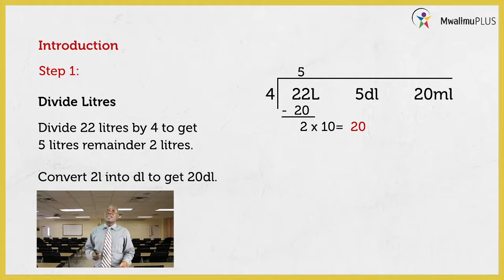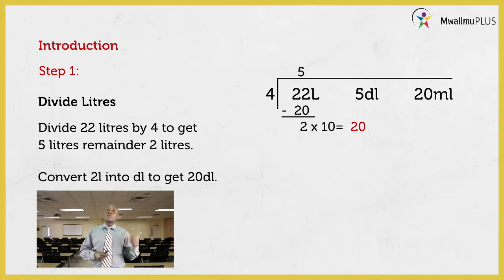Good. We found that we'll get 5 liters, and when we write 5 on top there, we are going to get 5 times 4 to give us 20. When we subtract 20 from 22, what do we get? Good. We are going to get 2 as a remainder.